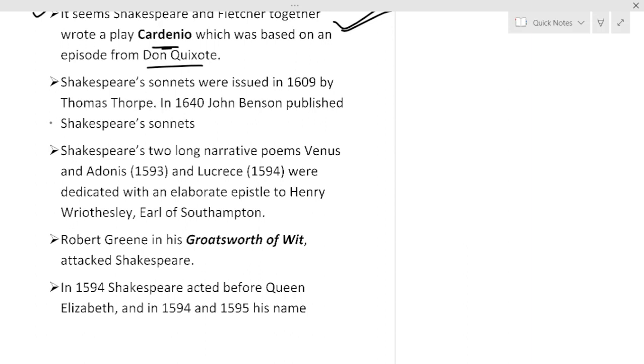Shakespeare's sonnets were issued in 1609 by Thomas Thorpe. In 1640, John Benson published Shakespeare's sonnets. So 1609 by Thomas Thorpe and 1640 by John Benson. Shakespeare's two long narrative poems, Venus and Adonis in 1593 and Lucrece in 1594, were dedicated with an elaborate epistle to Henry Wriothesley, Mr. W.H., Earl of Southampton.